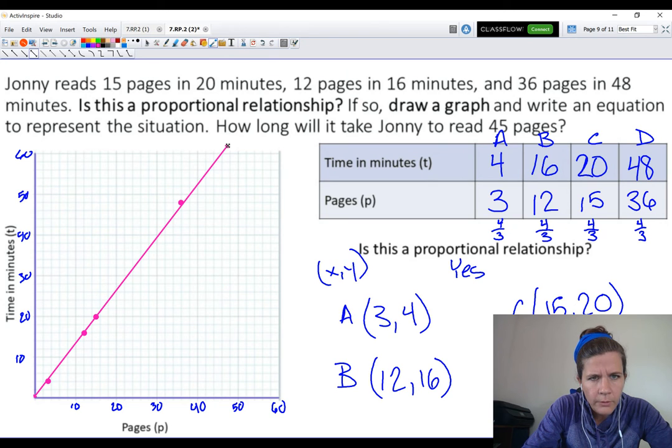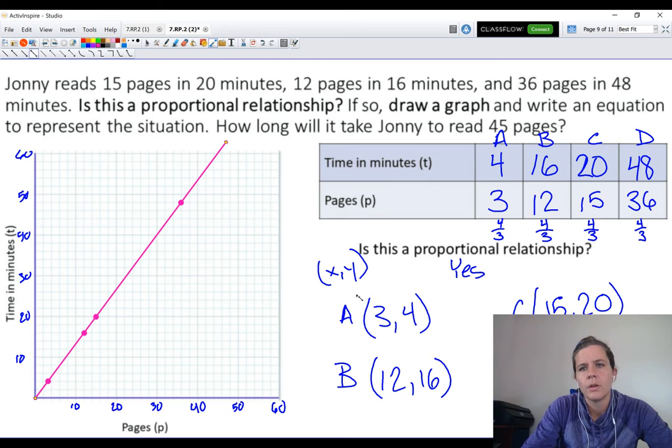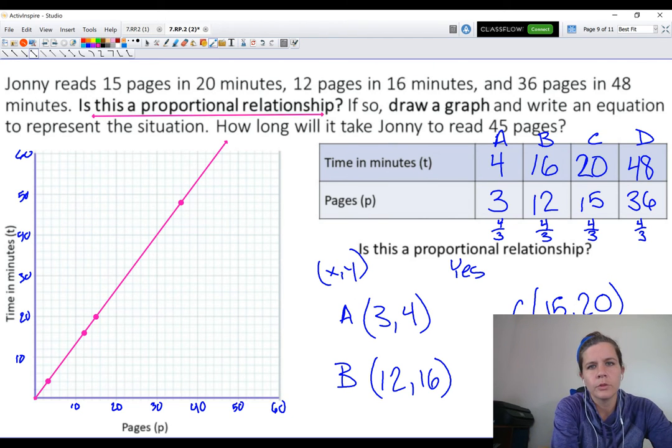My dots aren't perfect, but we can see that, there we go. It does pass through those, and it does pass through the origin. There we go. All right, so there's our graph. We have found that it is a proportional relationship, and we drew a graph.